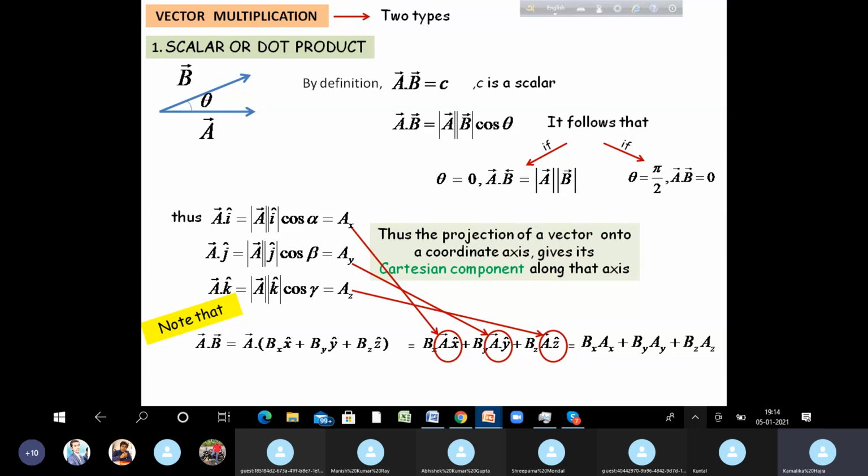But Ax, Bx, Ay, By, Az, Bz, these are all scalars. So BxAx is the same as AxBx, right?